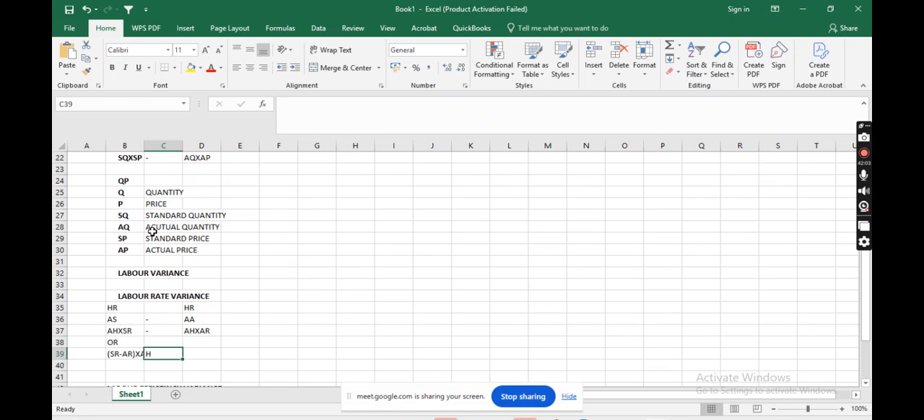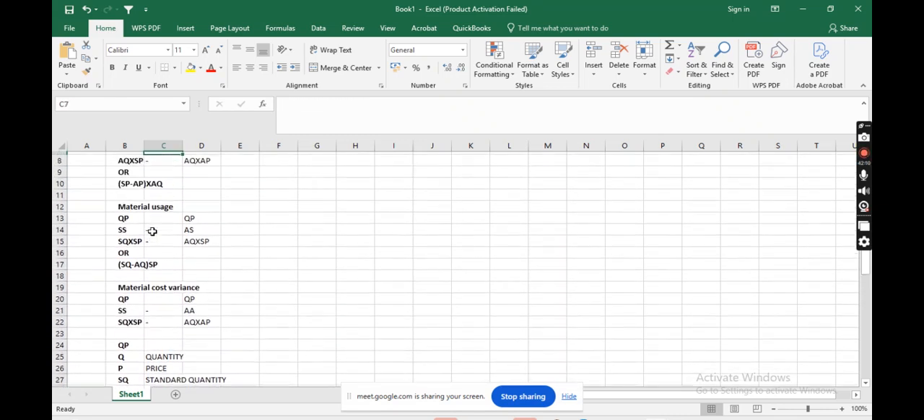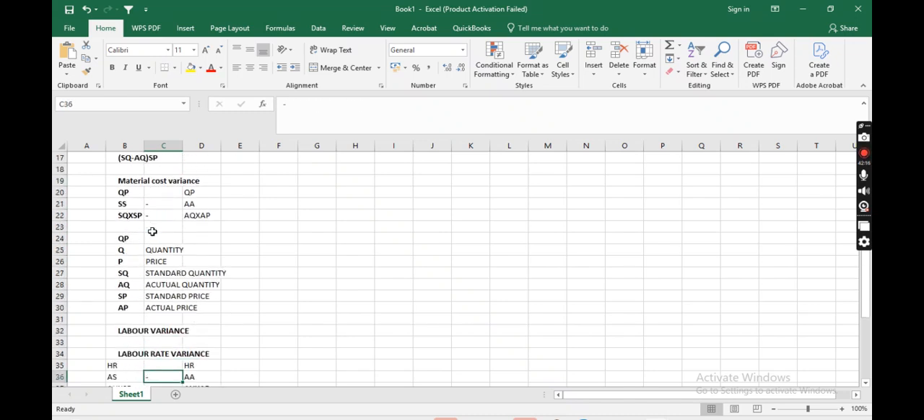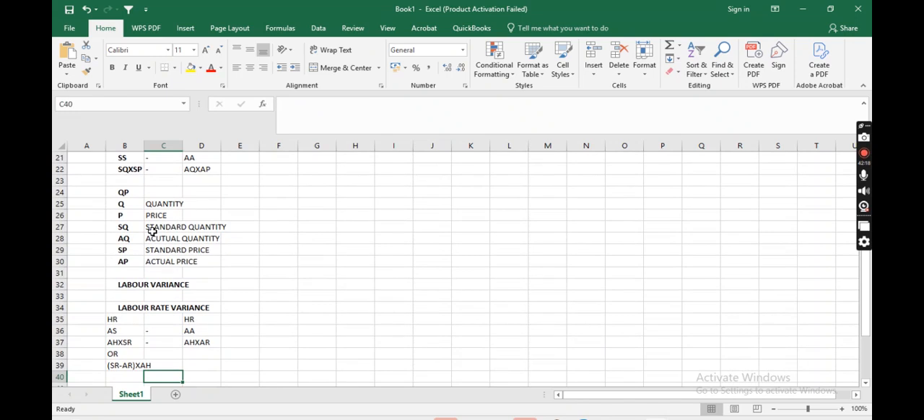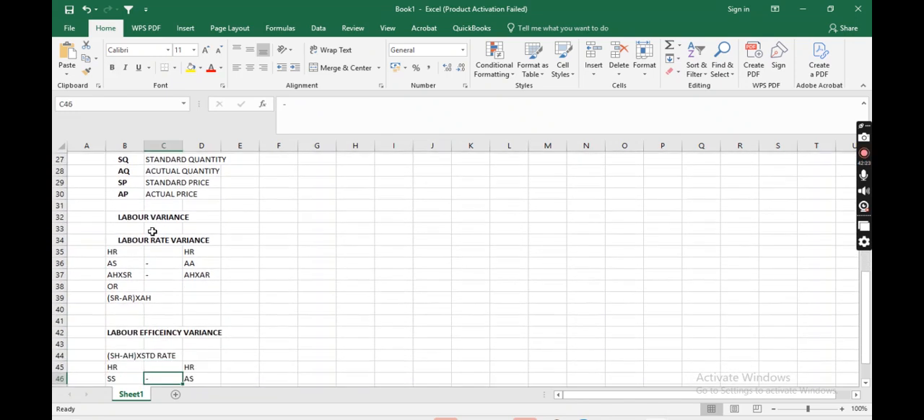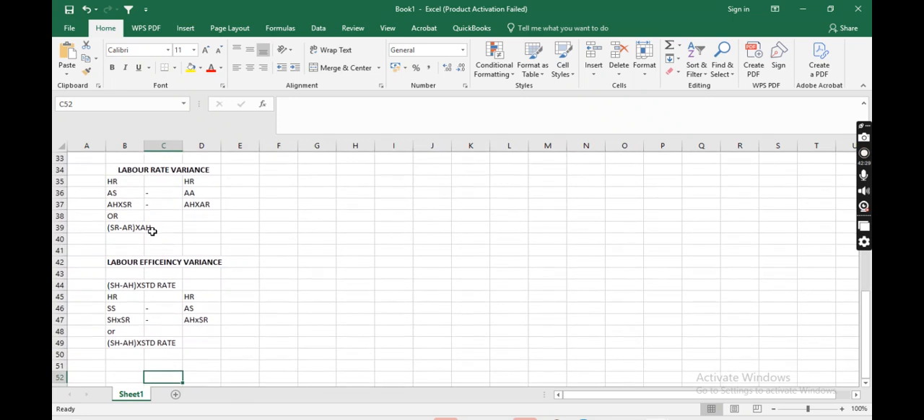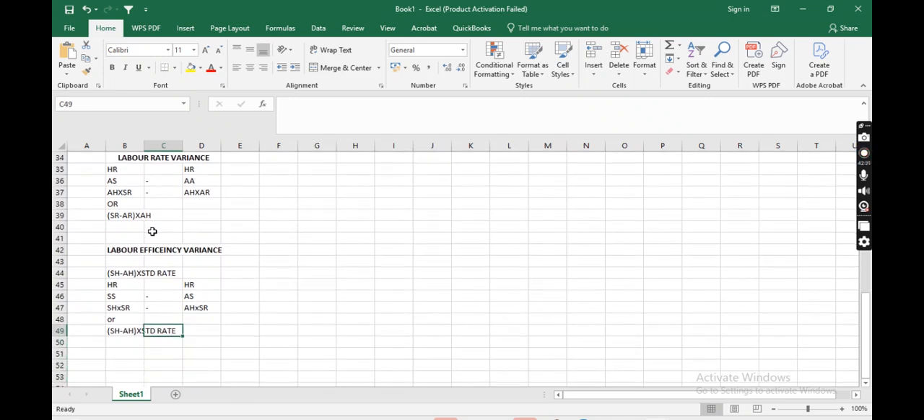In labor, it is the same thing, but it will be hours. For the labor rate, the standard rate minus the actual rate times what? The actual hours. The material one is actual quantity, but here it will be actual hours, not quantity. The same thing applies here: the standard hours minus actual hours times the rate. Of course, you pay them. So you can now have either favorable or adverse.